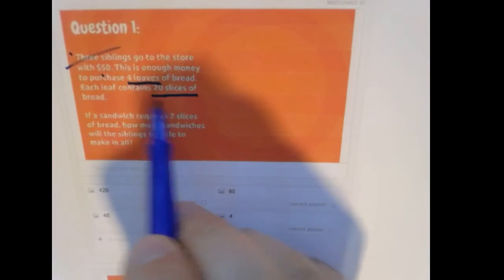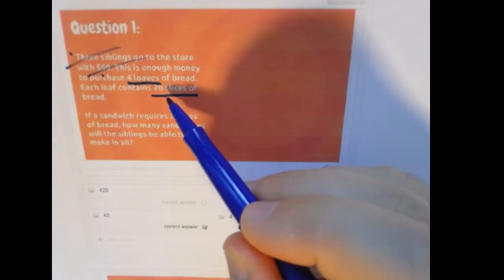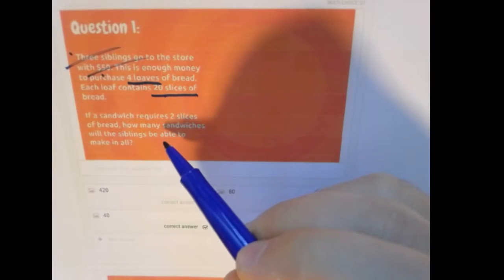Yeah, that's where it gets a little bit tricky. It doesn't matter how many people went to the store. That's not what it's asking. It tells us that we were able to afford 4 loaves of bread. So we don't even need the $50 there, because it tells us we were able to afford 4 loaves of bread.